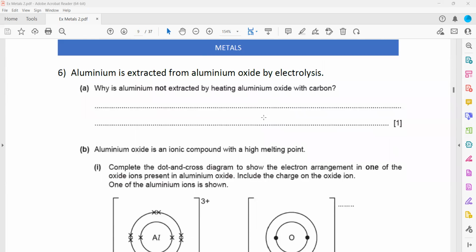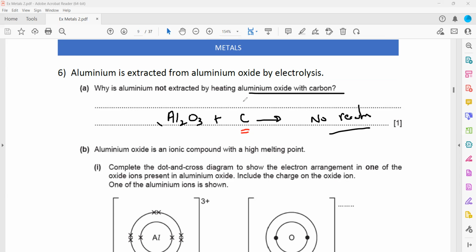In question 6, aluminium is extracted from aluminium oxide by electrolysis. Why is aluminium not extracted by heating aluminium oxide with carbon? If we have aluminium oxide, Al2O3, and we use carbon, why won't this work? Why is there no reaction in this case? What might be a reason for that? Does anyone have an idea why aluminium cannot be extracted by reacting with coke or carbon?